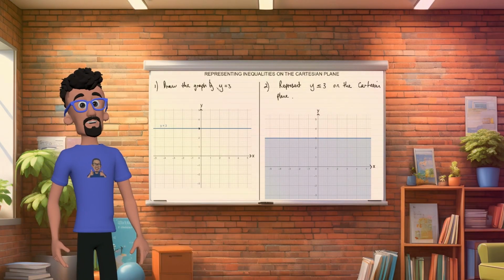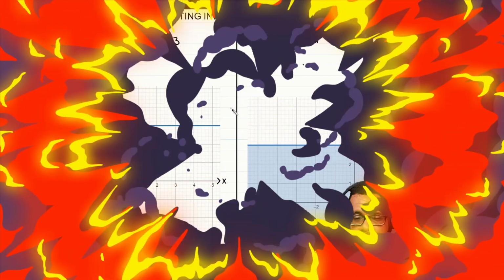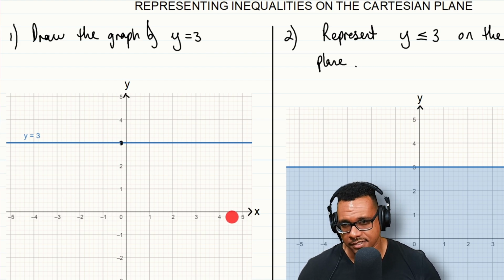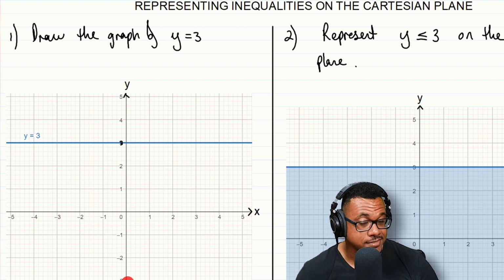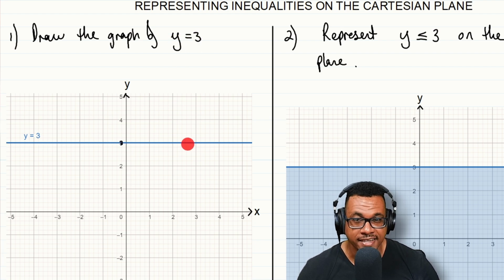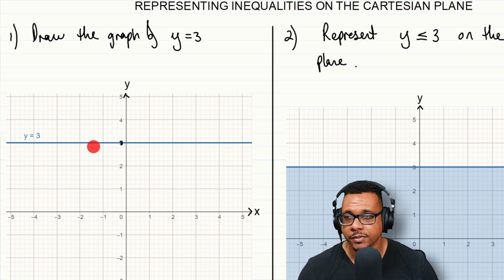In this video, we are going to look at representing inequalities on the Cartesian plane. So first, I have drawn the graph of y is equal to 3. Here I have my Cartesian plane, consisting of my x-axis and y-axis. You can see the y-axis is the vertical axis. So I look for 3 on the y-axis, since y is equal to 3, and I draw a solid horizontal line passing through 3 on the y-axis. This will be the graph of y is equal to 3.